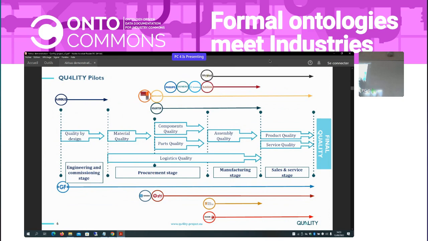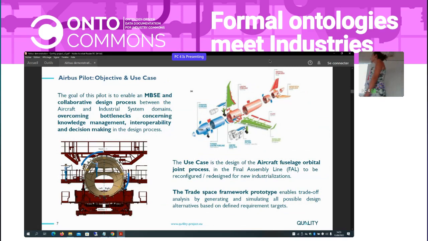So how do we check quality by design? We imposed quality standards by design. Our goal was to enable an MBSE and a collaborative design process between the aircraft and the industrial system domains, with 3 main problems to solve: knowledge management, interoperability, and decision making in this process of co-design. The use case that we used was the aircraft fuselage orbital joint process.